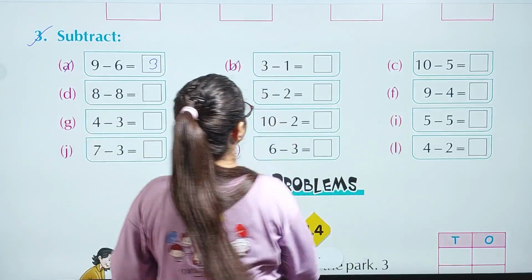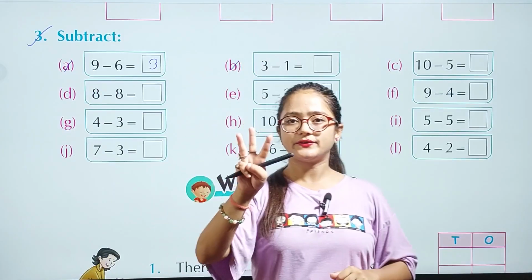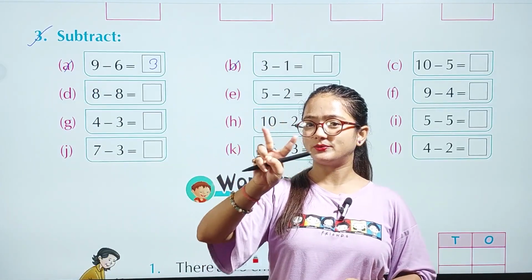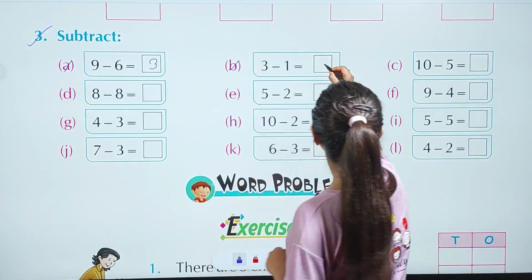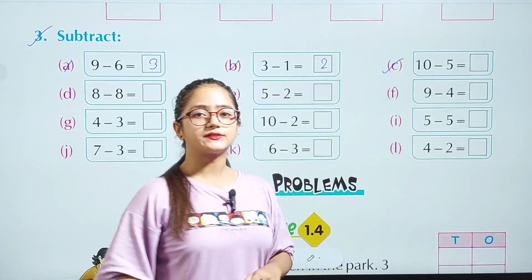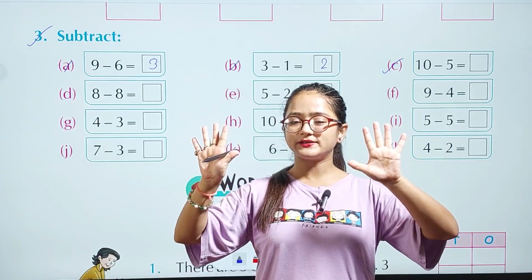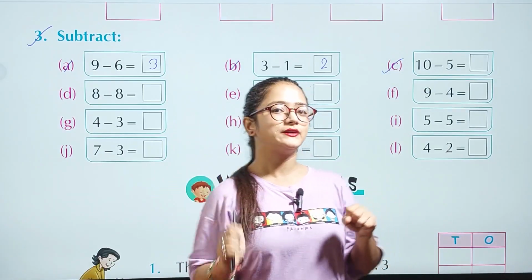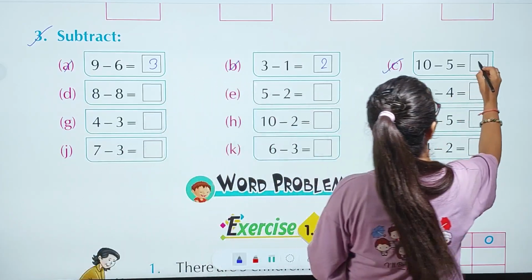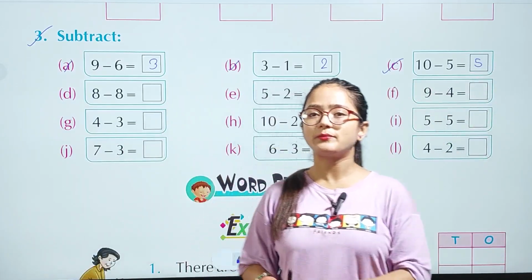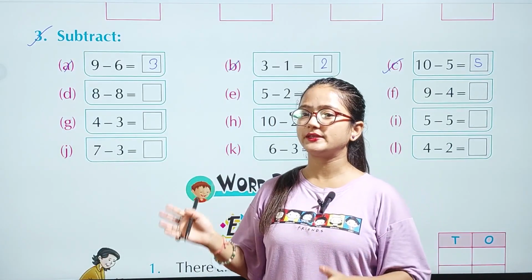Now the next one, 3 minus 1. 3 fingers, close 1 finger. How many fingers are there? 2. So write down 2 here. Next one, 10 minus 5. 10 fingers, close 5 fingers. How many fingers are left? 5. So write down 5 here. Like this, with the help of your fingers, you have to subtract the numbers.